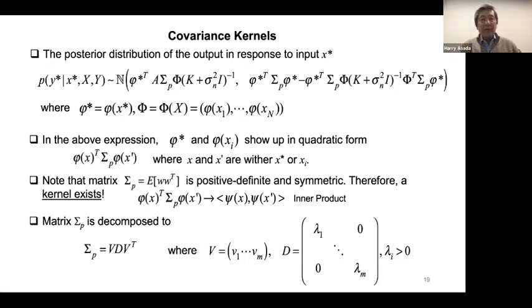if you examine this more carefully, again, the phi star is actually phi evaluated at this X, right? And then capital X is also phi in here, right? So in the above expression, phi star and phi xi always show up in a quadratic form, like this kind of form. Let's check out this guy, right? So the A is actually a typo, and sorry about that.